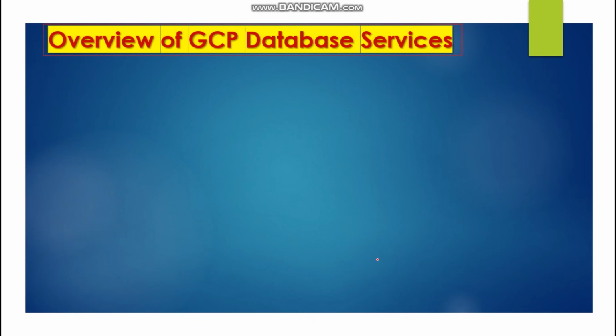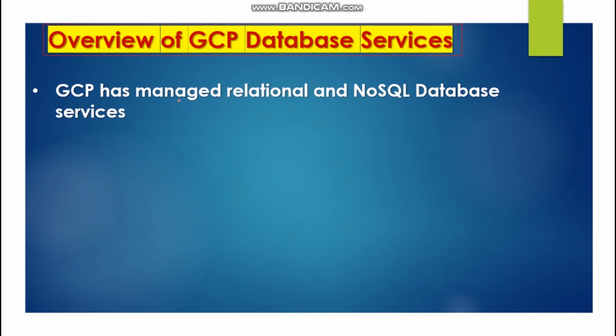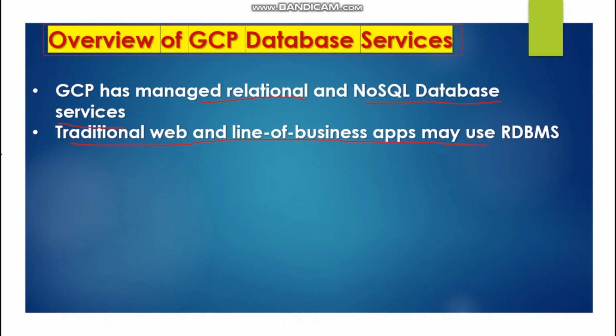So the overview of GCP database services. Like in the other sections, where we talked about compute services, network services, and identity and access management, when we talk about GCP database services, it is also one of the critical components of any cloud provider, right? So what do GCP database services have to offer? We will look at that here. GCP offers you managed relational and NoSQL database services. All right. The businesses which are traditional web or line of business applications may use RDBMS, that is relational database services, and it is provided by GCP database services.